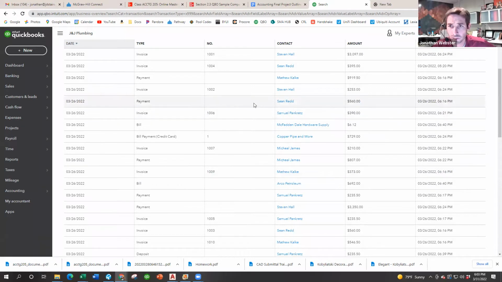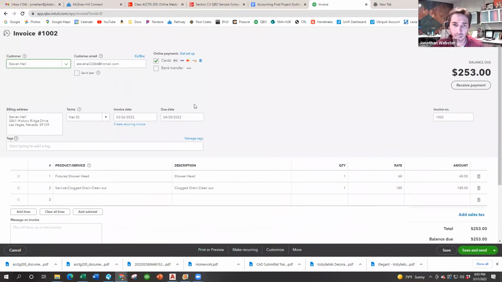So for example, here would be an invoice. So I'm going to look at Stephen Hall. We created an invoice for Stephen Hall. And if I click on that, it will drop down the invoice. We fixed a shower head for him, and we serviced a clogged drain. And so there's the dollar amounts for each one of those items, a total of $253. Okay, so that was an invoice.